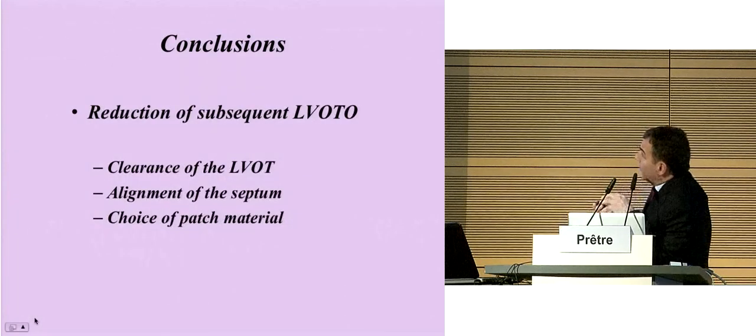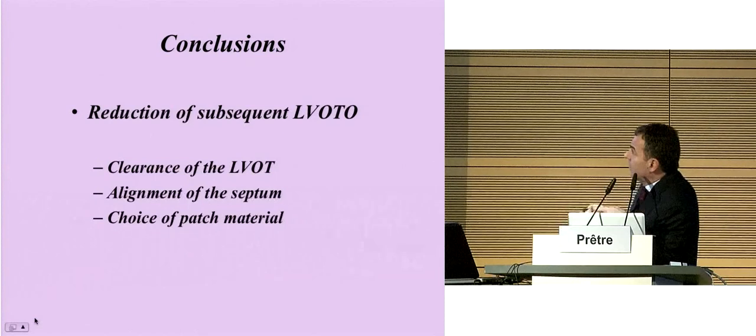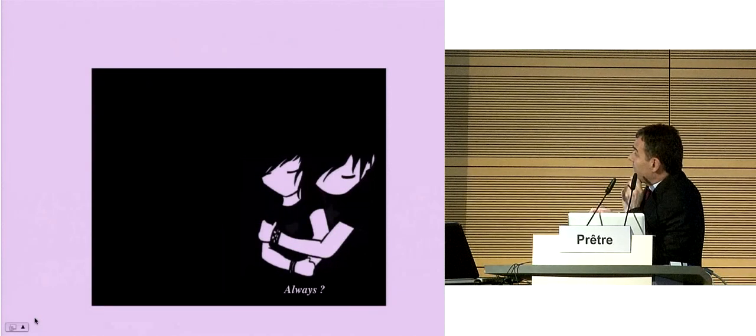So in conclusion, I think the reduction of subsequent LVOT obstruction is really dependent on the clearance of the LVOT. We should remove anything that can disturb the flow of blood here. In my opinion, the alignment of the septum can play a very important role, and also the choice of patch material. And just to come back on that, if you do things right, I think it works, at least for a long time.